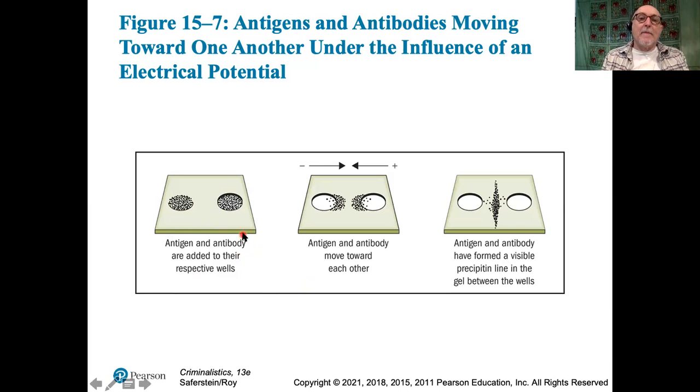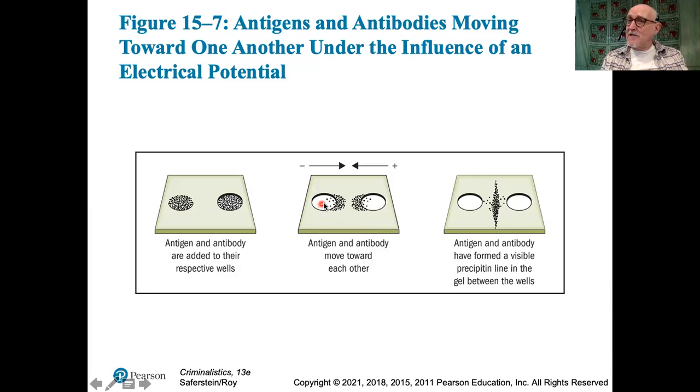You cut wells in it, and in one well you put your antigen, in the other well you put your antibody, and you put an electrical field across. In actual fact, the antigen and antibody will move in opposite directions. Antigen moves one way, antibody will move the other way, and where they meet here, you get a precipitation if it's a positive. You've got anti-human antibody, and you've got an unknown.